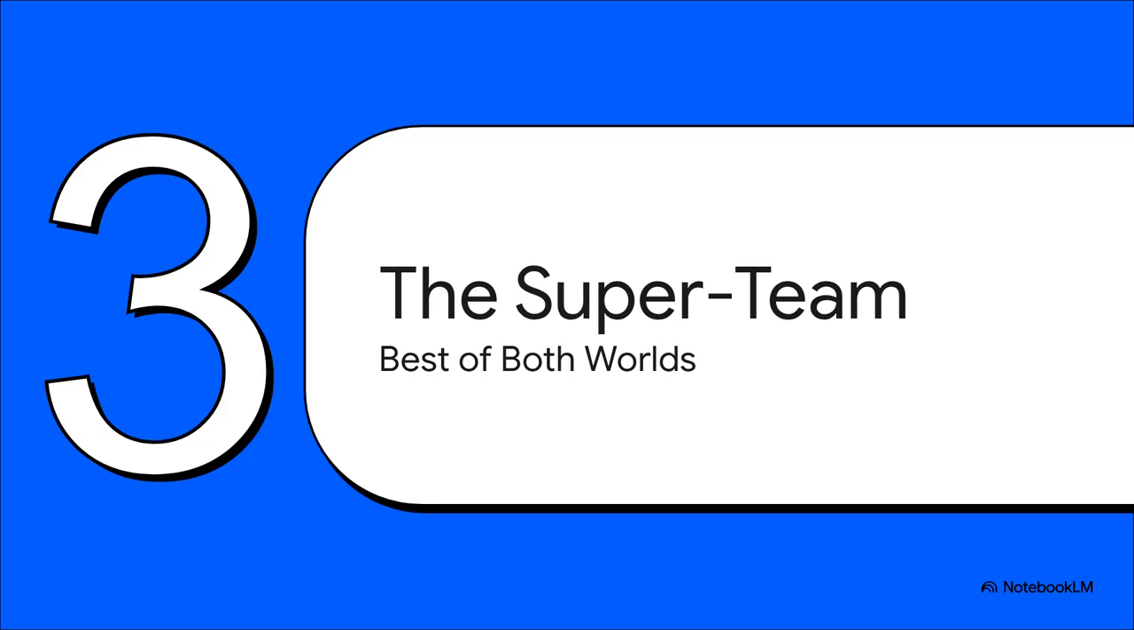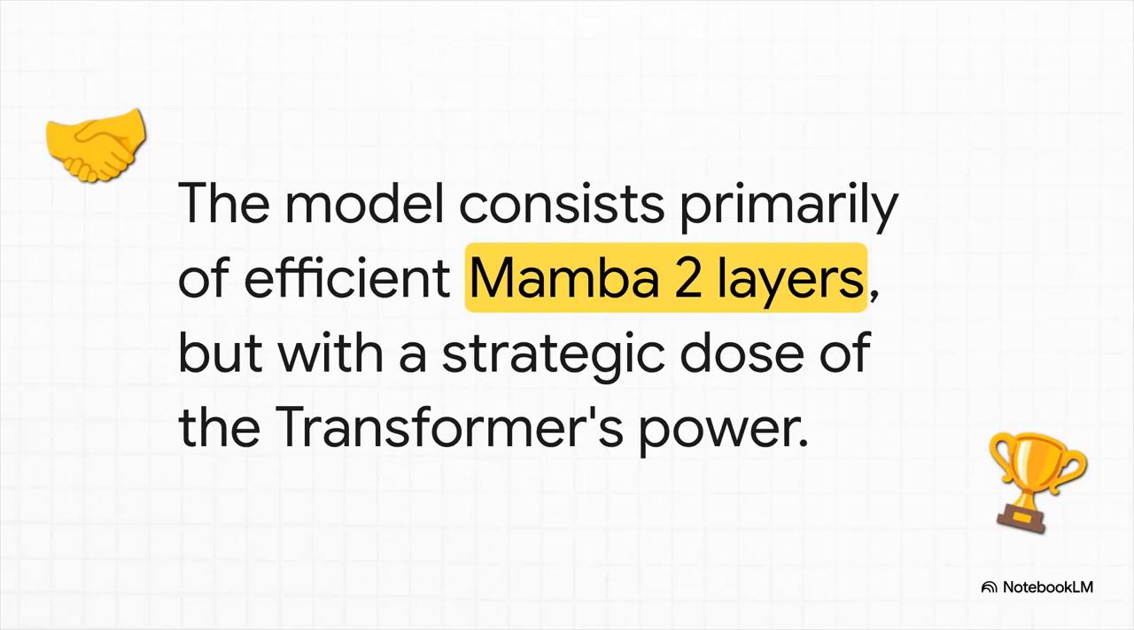The real genius here is how they teamed them up. So the design for Nemotron Nano 2 isn't some 50-50 split. No, it is overwhelmingly built with these super efficient Mamba layers. But tucked inside that structure, that's where they put the secret weapon. A little strategic dose of the old champion's power.